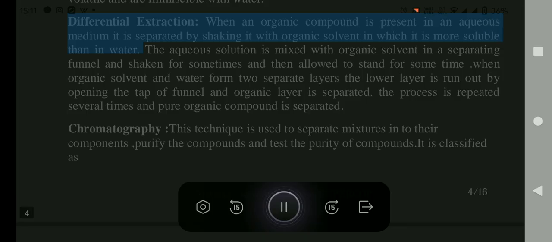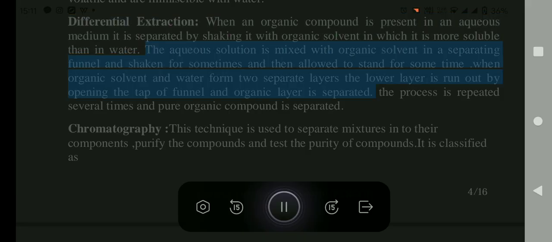Differential extraction. When an organic compound is present in an aqueous medium, it is separated by shaking it with an organic solvent in which it is more soluble than in water. The aqueous solution is mixed with the organic solvent in a separating funnel, shaken for some time and then allowed to stand for some time.